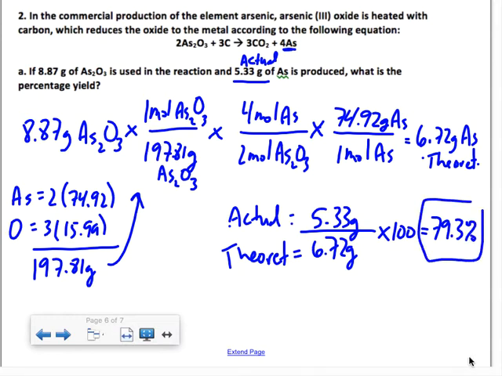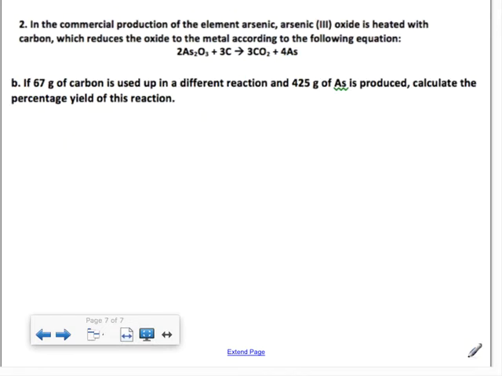There. Let's take a look at another, same chemical equation, just looking at a different reactant. If 67 grams of carbon is used up in a different reaction and 425 grams of arsenic is produced, calculate the percent yield. Okay, so I'm still looking at how much arsenic I can get. This 425 grams is my actual. And you have to start with grams of carbon, and I got to get to arsenic. So I have 67 grams of carbon, but I got to convert grams of carbon to moles of carbon so I can use the mole ratio.